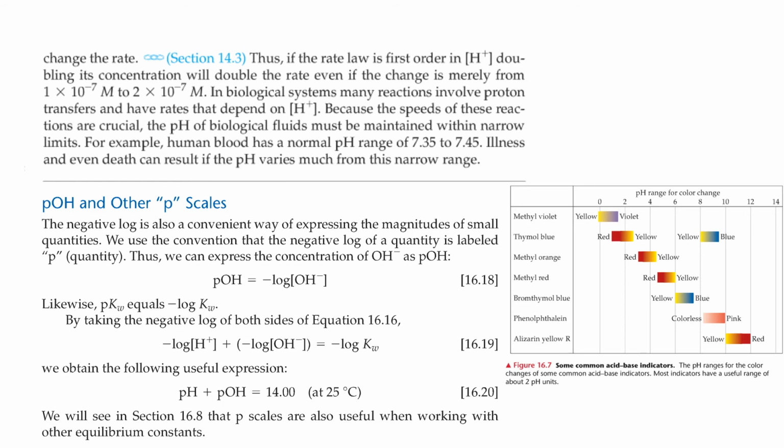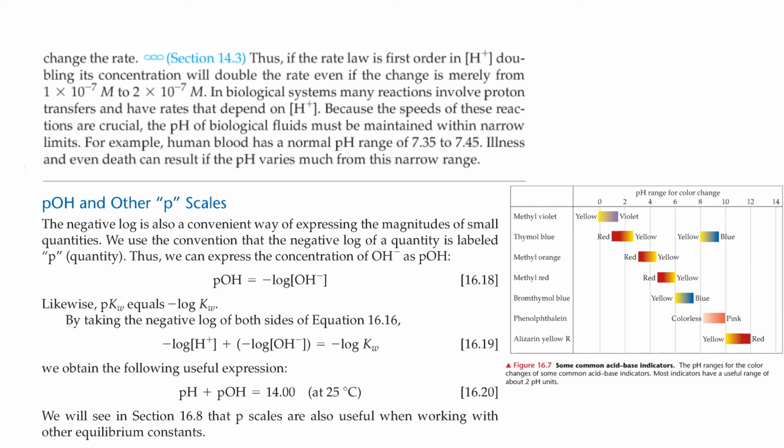pOH and other p scales. The negative log is also a convenient way of expressing the magnitudes of small quantities. We use the convention that the negative log of a quantity is labeled the p quantity. Thus, we can express the concentration of OH as pOH. pOH is the negative log of the concentration of hydroxide.